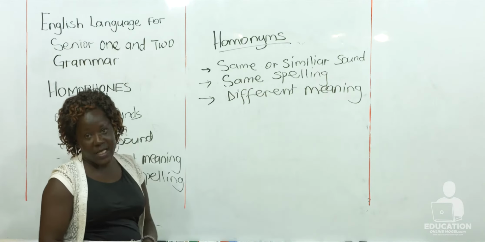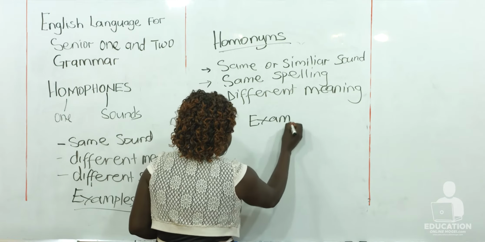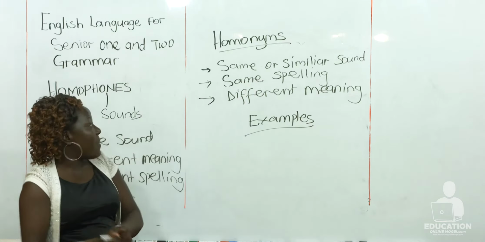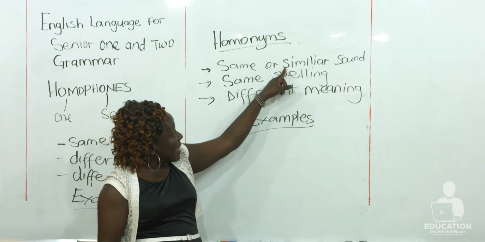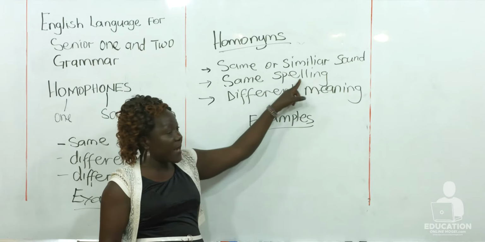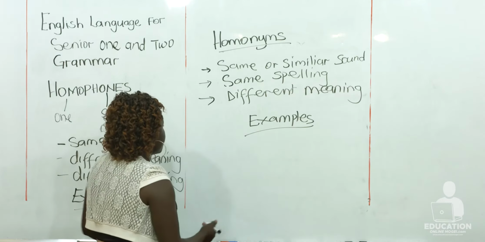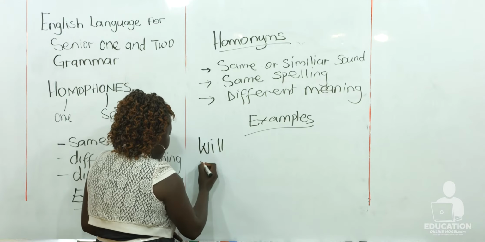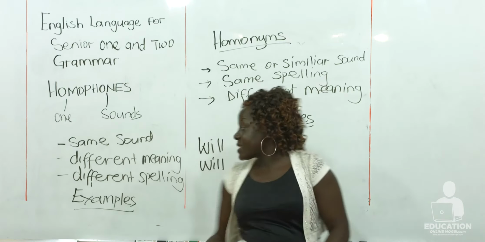Now, examples. Let us see examples of these words. Examples of homonyms are words in English whereby the sounds are the same or similar, with the same spelling but different meaning. One, look at this pair of homonyms. Will and will. Haven't you ever seen the two words?